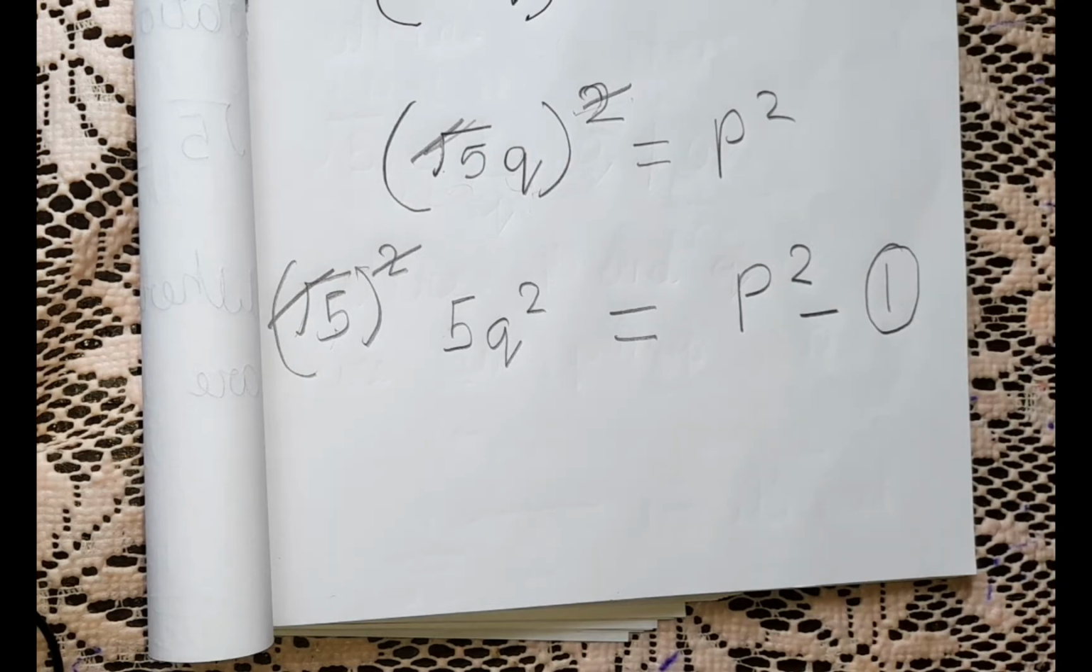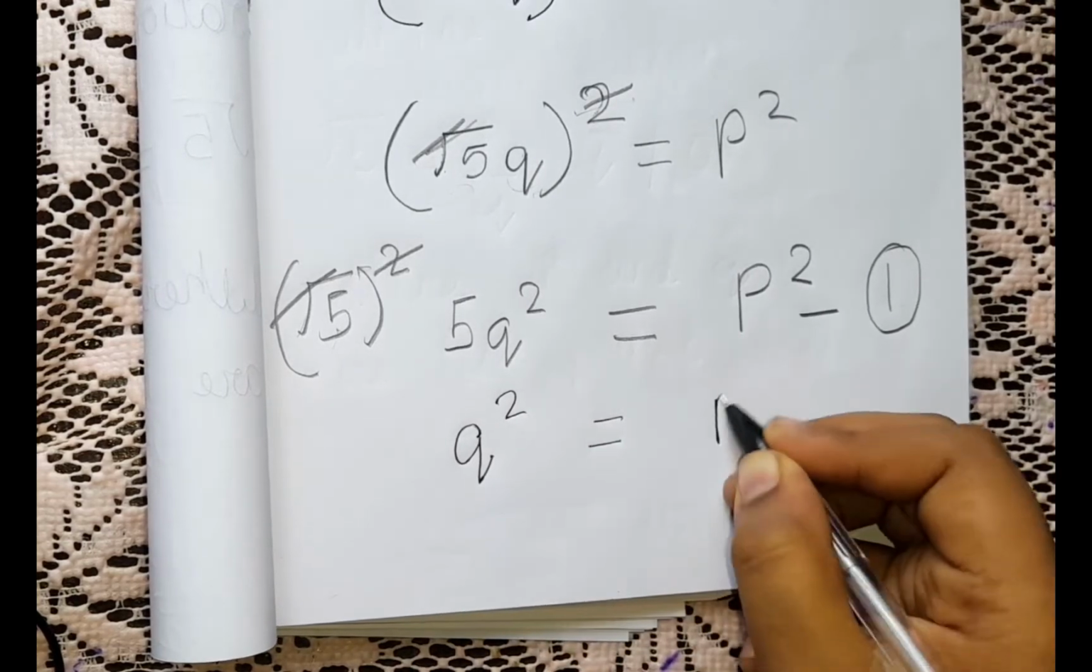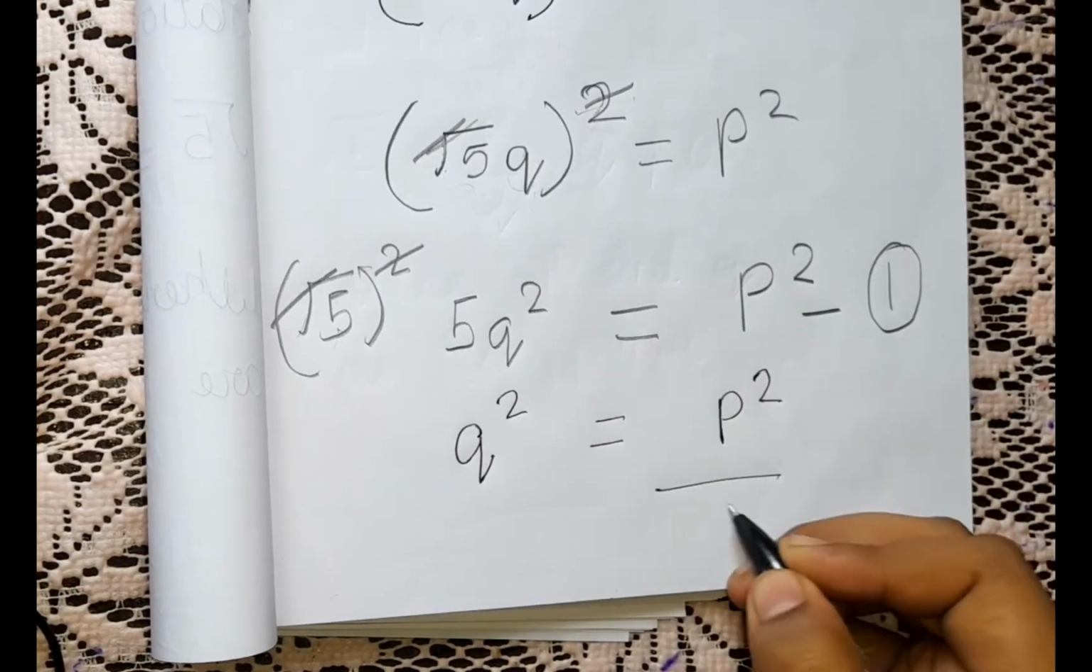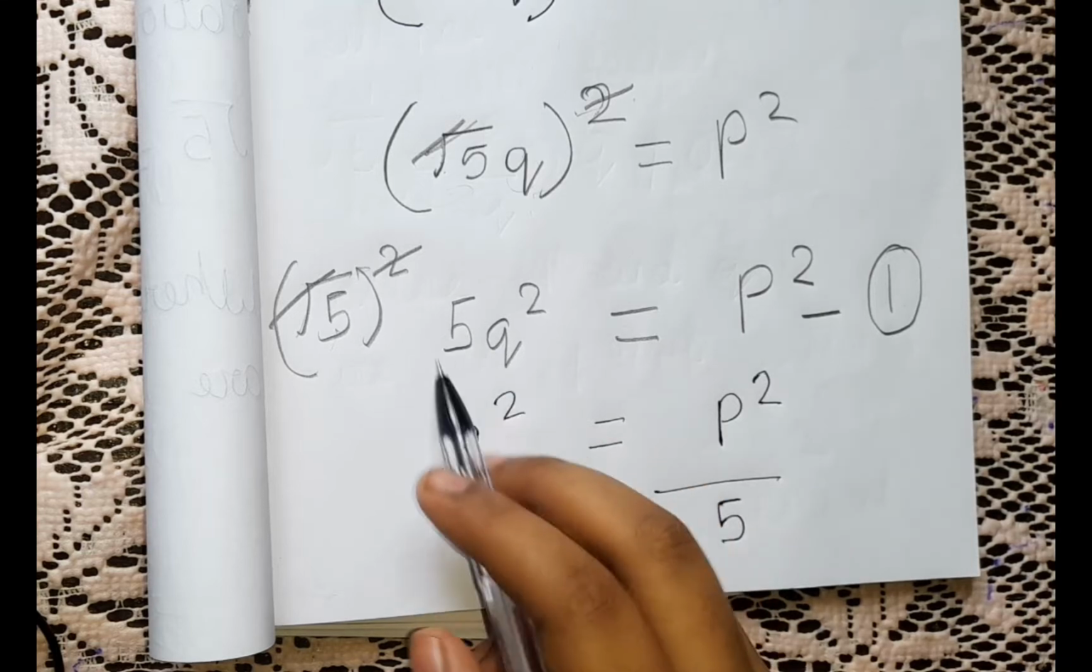So now let's write q square is equal to p square divided by 5. Why are we writing like this? That's because here it is in the multiplication form.